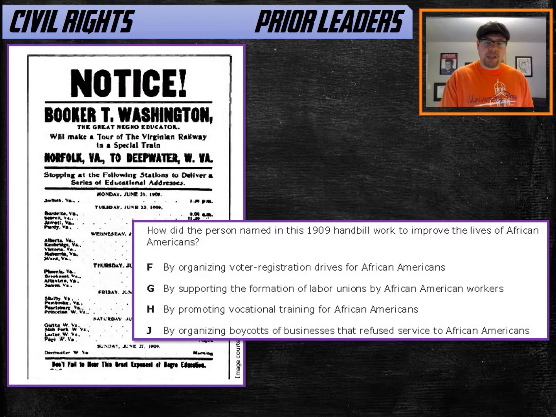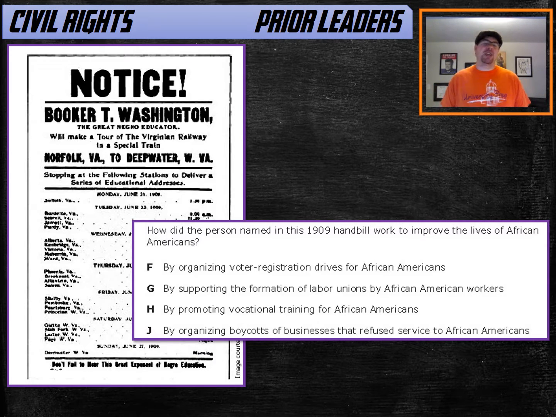Now, I've seen three of them come up. I'm going to share those three with you. The first is Booker T. Washington. Now, you're going to get something like what you see on the slide in front of you, and you notice you can't really read it that well. In fact, all you can really tell is that it says, hey, Booker T. Washington. Now, if you really focused in, you could see that it said the great Negro educator will be stopping at the following stations to deliver a series of educational addresses. That's kind of a tip that you should focus in on Booker T.